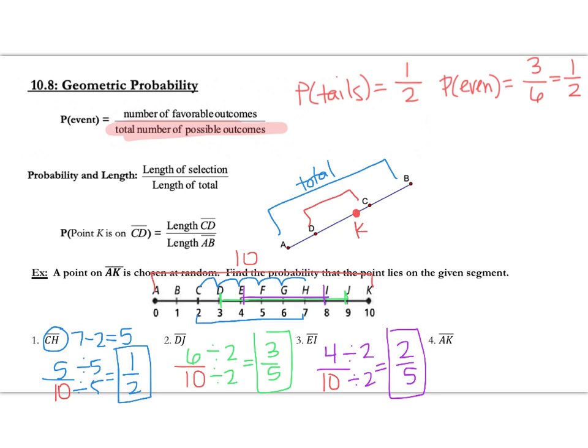And then the last one, AK, is actually the whole thing. The whole thing measures 10 out of 10. We get a probability of 1, which is the same thing as saying there's a 100% chance that it's going to land somewhere on AK if it has to be on AK.